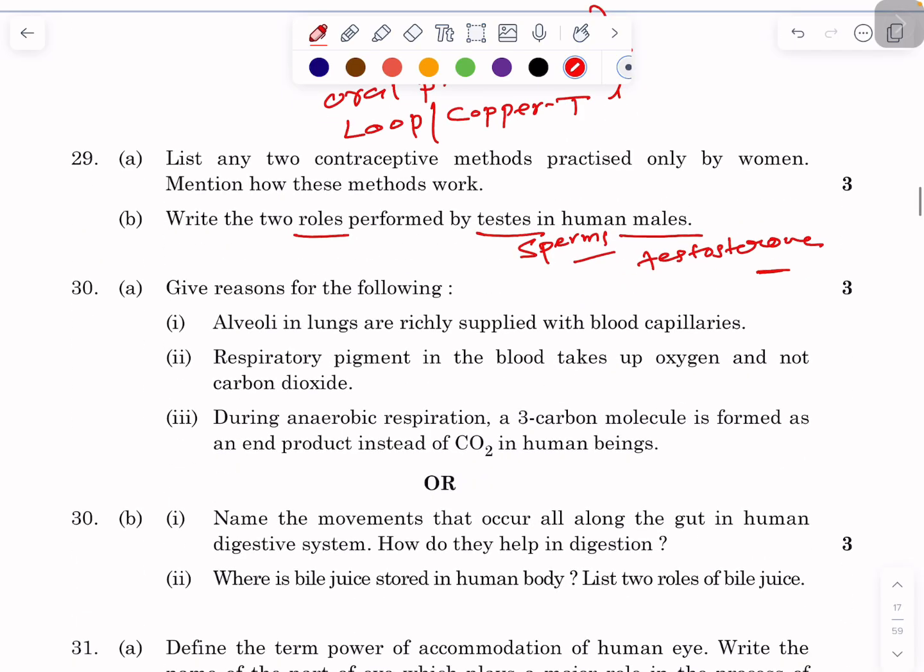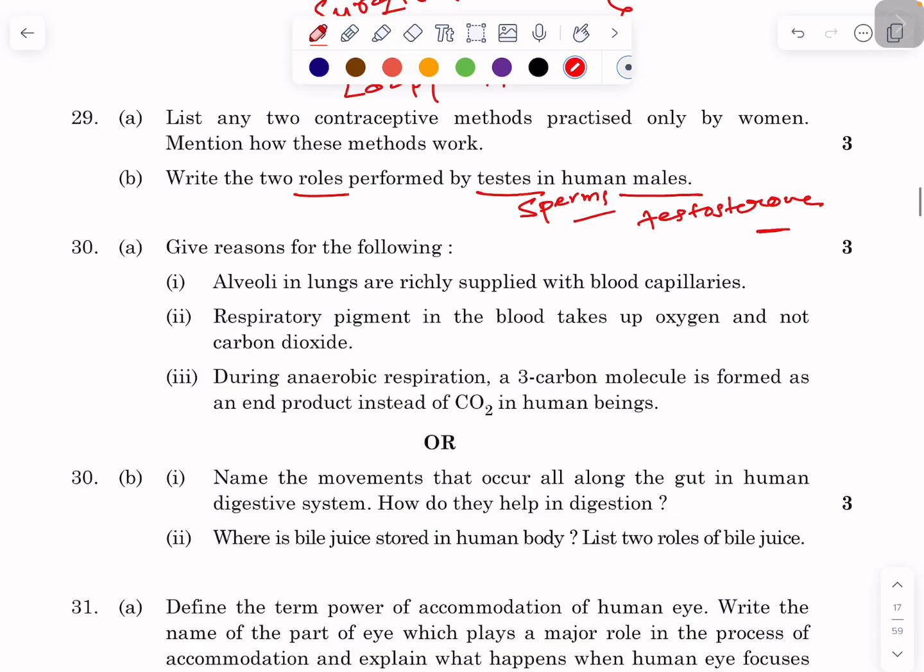Next, give reasons for the following. Question number 30. Alveoli in lungs are richly supplied with blood capillaries. Yes, to facilitate efficient exchange of gases. Next, second question. Respiratory pigment in the blood takes up oxygen and not carbon dioxide. Yes, because it has high affinity towards oxygen.